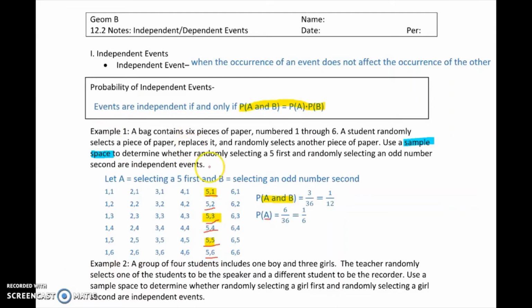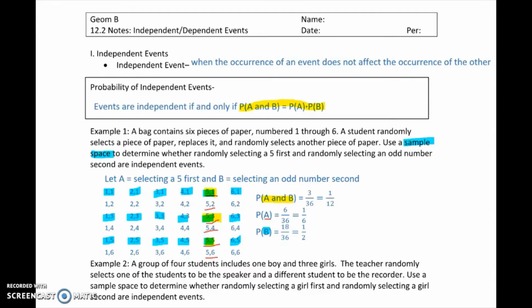Our last component is finding the probability of B, which is selecting an odd number second. It doesn't matter what the first number is, but what's the possibility of selecting an odd number second? We have here 1, a 3, a 5, then another 1, then another 3, then another 5. Go ahead and finish this off and tell me the probability of B. Hopefully you figured out there are 18 possibilities of picking an odd number second. So 18 out of 36 reduces to 1/2.